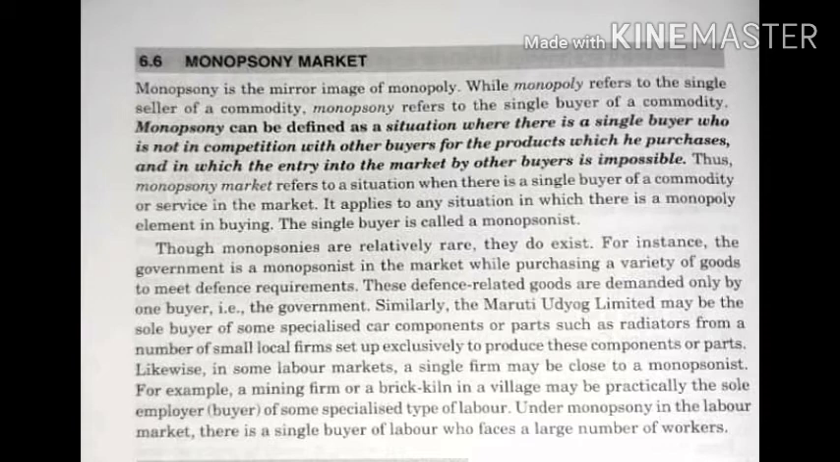Similarly, the Maruti Udyog Limited may be the sole buyer of some specialized car components or parts such as radiators from a number of small local firms set up exclusively to produce these components or parts. Likewise, in some labor markets, a single firm may be close to a monopsonist. For example, the mining firm in a village or a brick lane may be practically the sole employer of some specialized type of labor. Under monopsony, in the labor market, there is a single buyer of labor who faces a large number of workers.